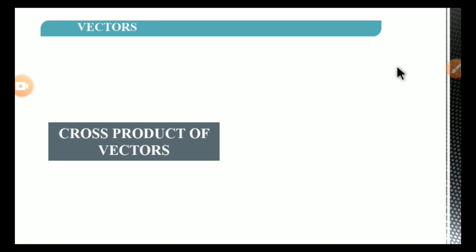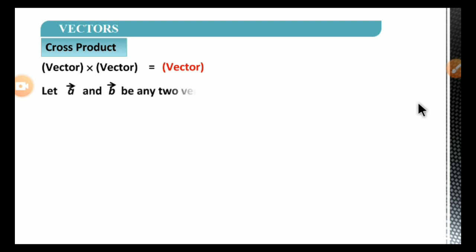Students, in this session, we discuss the cross product of vectors. Cross product, vector cross vector, gives a result that is again a vector quantity. Therefore, we can define the cross product of two vectors A and B.